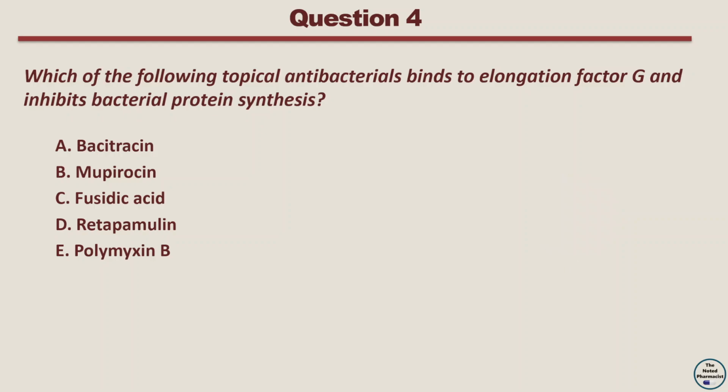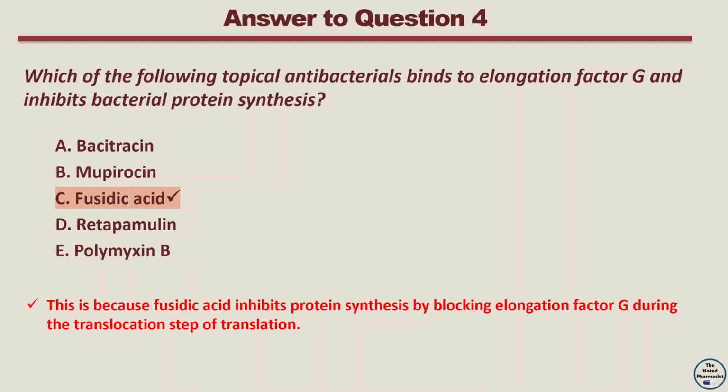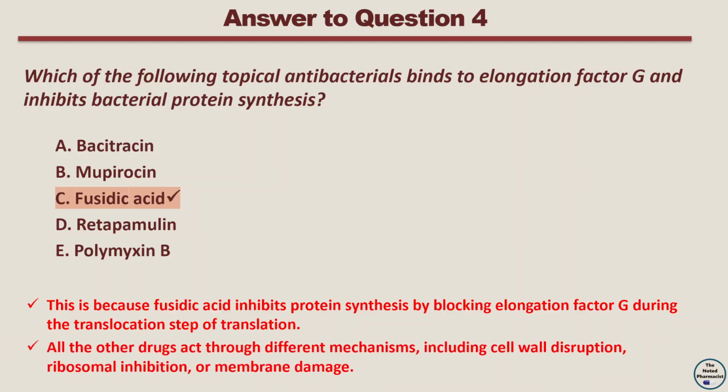The correct answer is option C, fusidic acid. This is because fusidic acid inhibits protein synthesis by blocking elongation factor G during the translocation step of translation. All the other drugs act through different mechanisms, including cell wall disruption, ribosomal inhibition, or membrane damage.